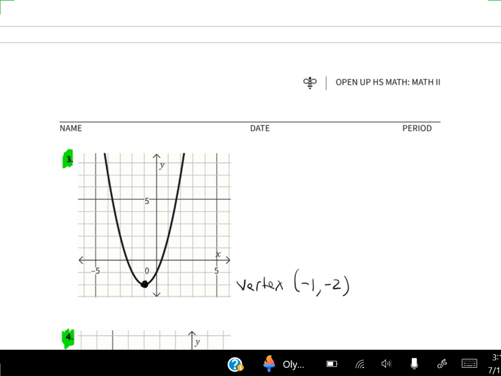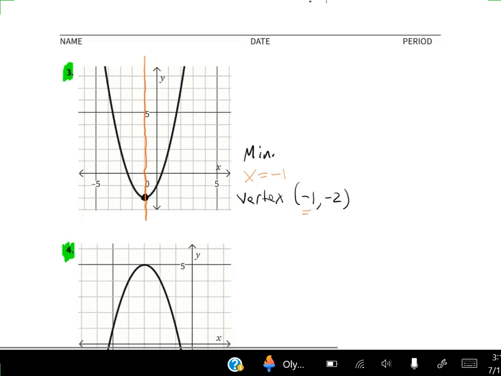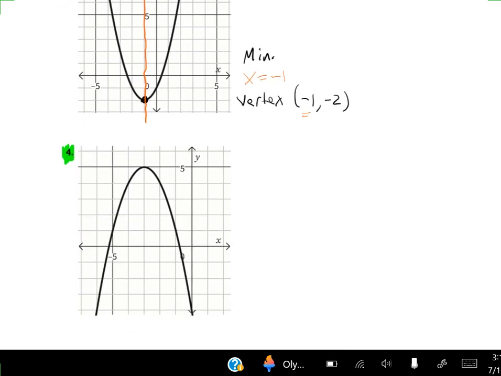And the axis or line of symmetry we can get by drawing a vertical line directly through the vertex. So the equation of the line of symmetry is always going to be x equals whatever the x coordinate is for your vertex. So in this case, it's going to be x equals -1. And then since this is a parabola that is opening up, we are going to be dealing with a minimum value for the vertex. Number 4, once again, very similar.